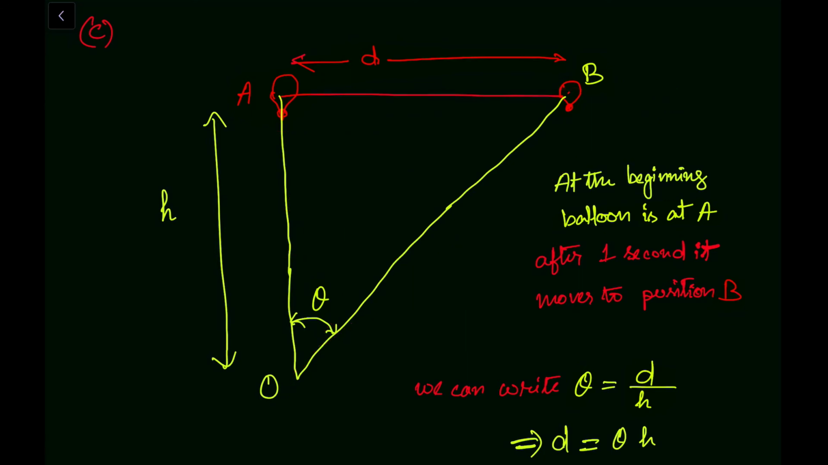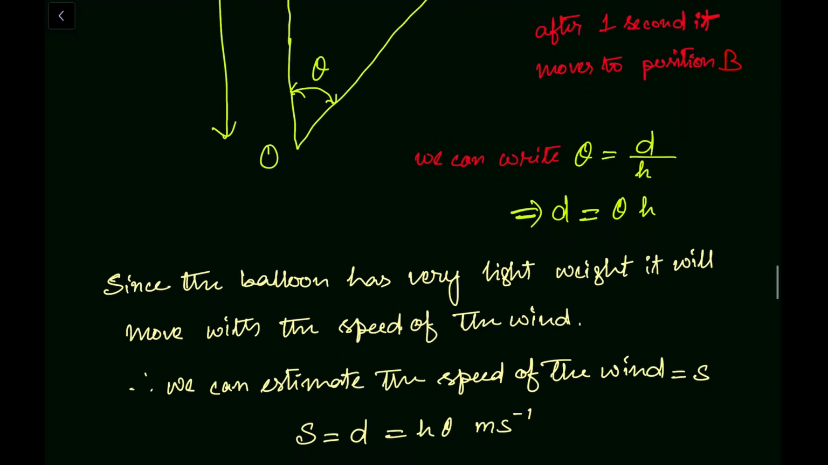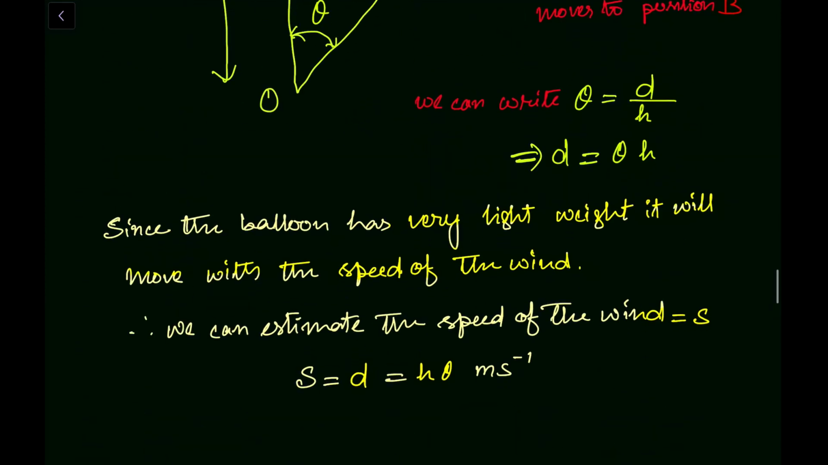Now we can write this displacement d is equal to theta into h. So this is the displacement. Since the balloon is very light, it will move with the speed of the wind. We can estimate the speed of the wind. Suppose this is capital S, and S is equal to the displacement per second, because this d is the displacement in 1 second. Therefore we can write S equals h theta, this many meters per second. Therefore, the wind has a speed of this much.